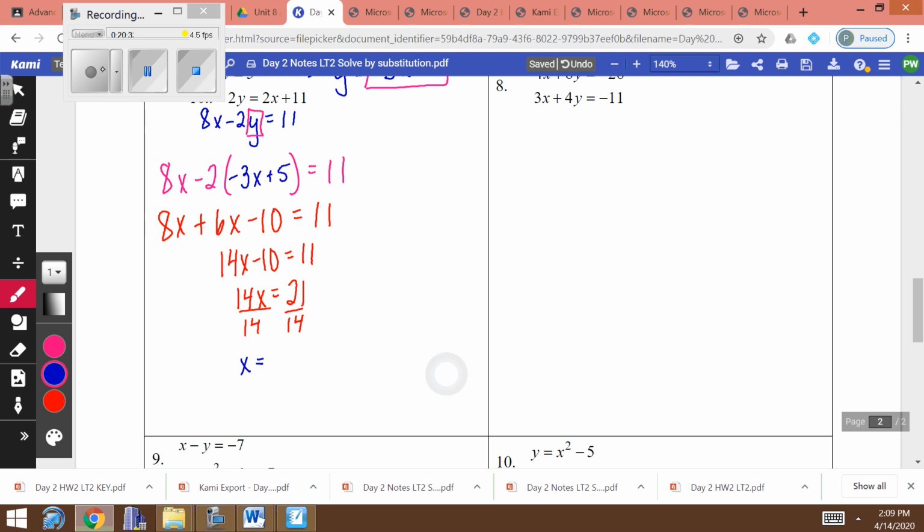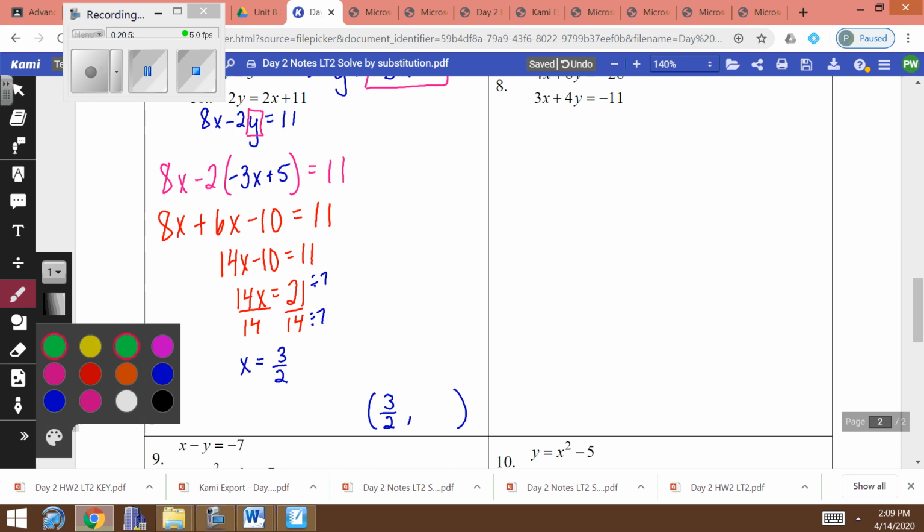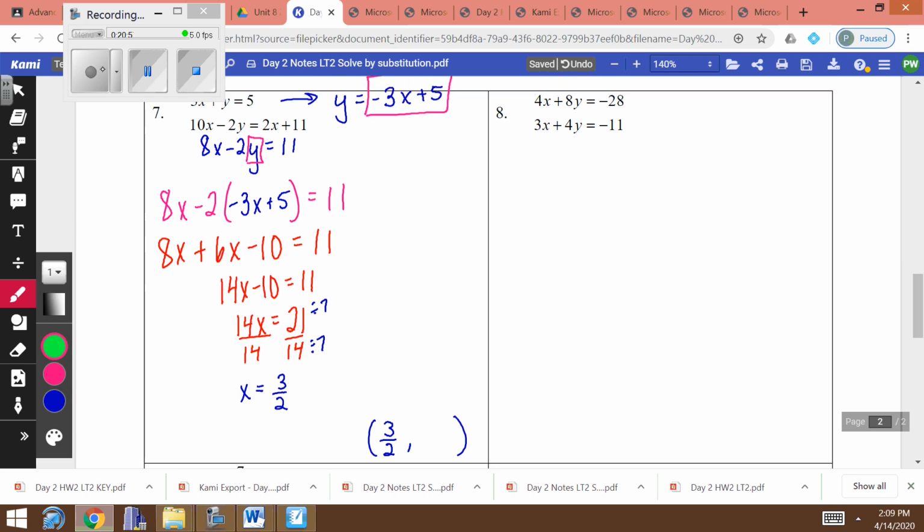Okay. So when I look at 21 over 14, now I want to think about how I can reduce that. I can divide both of those by 7 and we get 3 over 2. Yes, 1.5 is the same answer. I like to write them as fractions just so we get used to it that way. So yes, we do need to take that and substitute it in. So I'm going to go back up and look at my equation. I'm going to choose to put it into this one here.